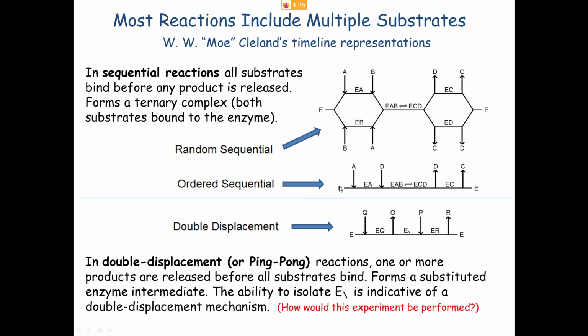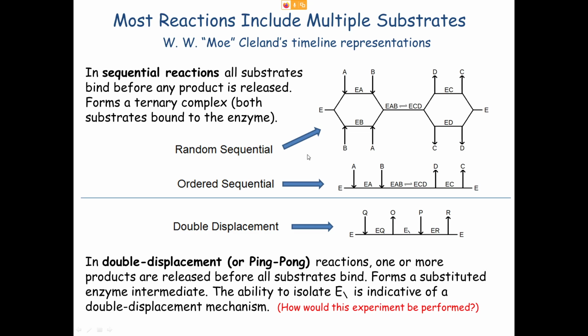It starts out with drawing a horizontal line, writing E on each end, because we start and end with free enzyme. And we represent events along the way. This is not necessarily time, but as the reaction progresses, these events happen. So A binds, see the arrow going down to the line. E binds to A, we get EA. B binds next, we get an EAB complex. Both substrates are on the enzyme. We have some chemistry take place, and we get ECD. D leaves, and then C leaves, and we're back to enzyme. Okay, very simple. An alternative to that is what's called random sequential at the top.